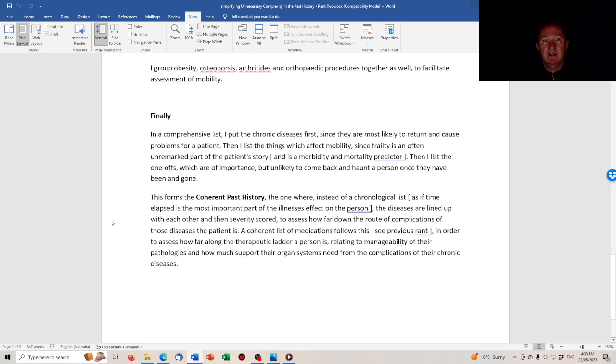So in summary, you want to put together all of the chronic diseases. You want to include frailty because it's a marker of morbidity. Then you can make a coherent list of medications, which allows you to severity score these illnesses, and then you have a coherent past history.